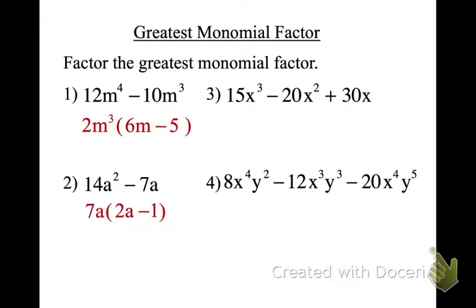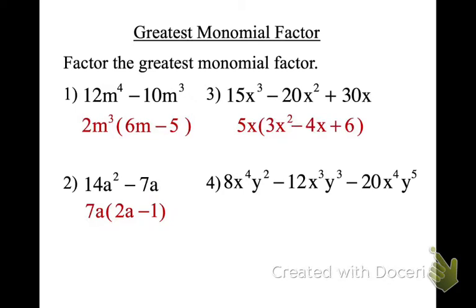All right, let's check our work. So numerically, 5 divides into all of them, and they all have at least 1x. So when I divide 15x to the third by 5x, 15 divided by 5 is a 3, and x to the third divided by x is x squared. Okay, when I divide 20x to the second, it's going to be a -4x, right? When I divide 30x by 5x, it's going to be +6.